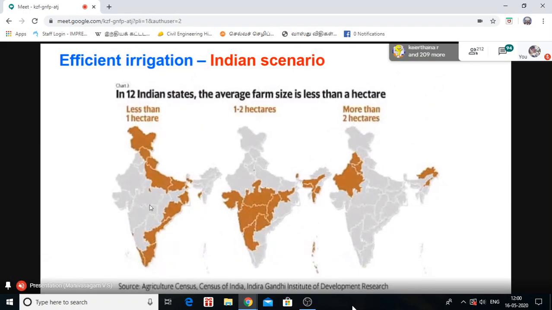So we have seen a lot of discussion about how we can use this geospatial technology, how researchers have used it previously, or how the commercial companies are using these techniques for irrigating the field. So let's see how we can use this technology for our Indian condition.